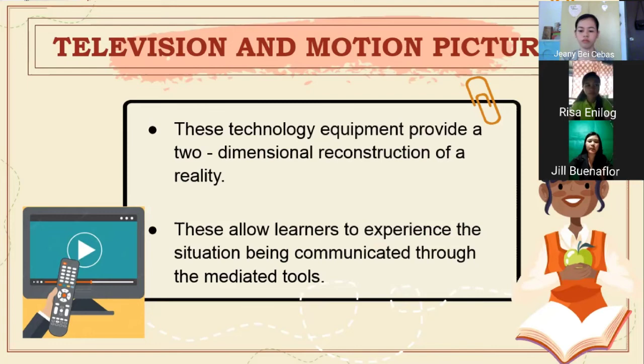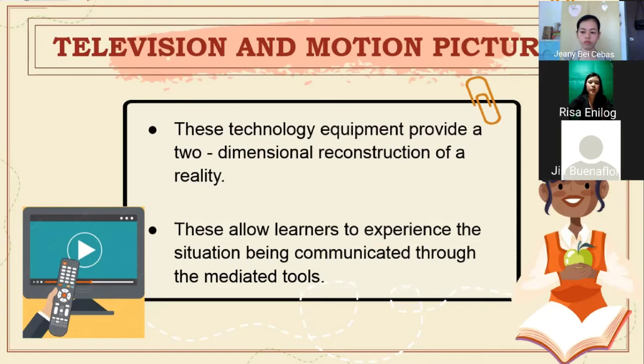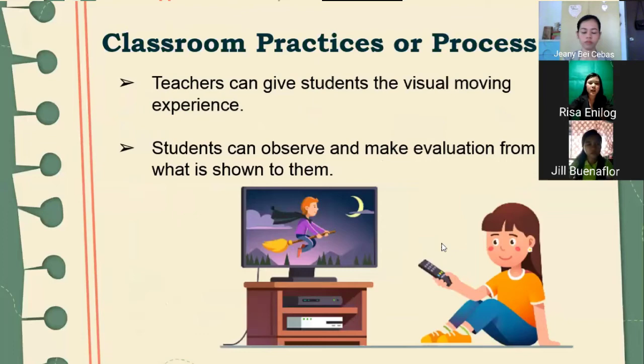So these are abstract experiences as learners focus on observation instead of active participation. This allows learners to experience the situation being communicated through mediated tools. At this level, the learners are enabled to process real life processes or events through on-screen recording. For classroom practices or processes, teachers can give students a visual moving experience. Educators use TV or any other motion pictures in the classroom to reinforce or expand the content being taught. Then students can observe and make evaluations from what is shown to them.